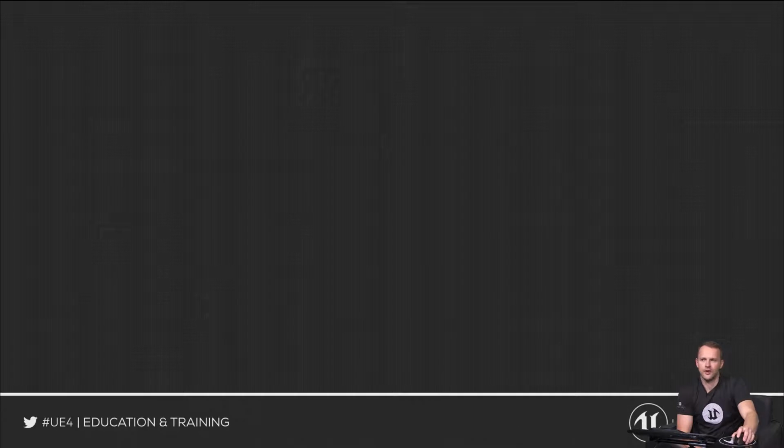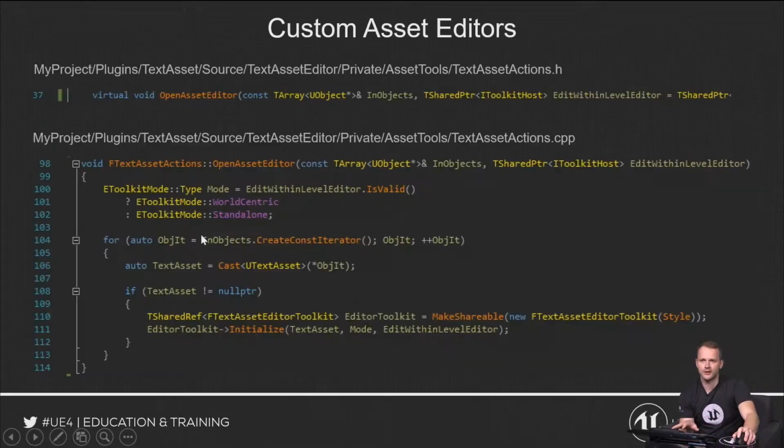A custom asset editor allows you to replace the default user interface for an asset, which is really just a details panel. So if you have a more complex asset, such as a material or blueprint, for example, you can open a user interface that is geared specifically towards that asset. And the main entry point for making that possible is also the asset actions interface that we discussed previously.